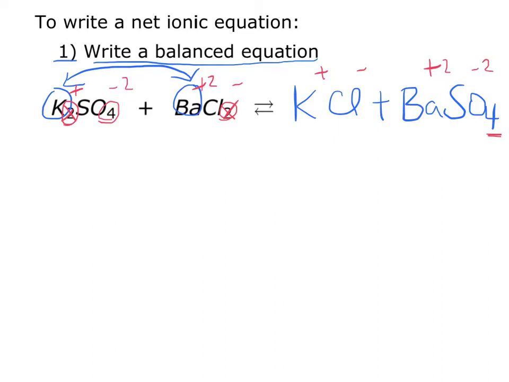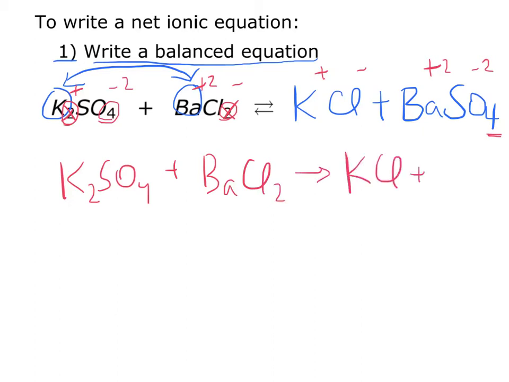Now all we need to do is balance the overall equation. So we have K2SO4 plus BaCl2 makes KCl plus BaSO4. And to balance, there's 2 Ks, so I need 2 Ks. There's 1 SO4, 1 SO4, 1 Ba, 1 Ba, 2 Cls, and with that 2 in front, that gives me 2 Cls.